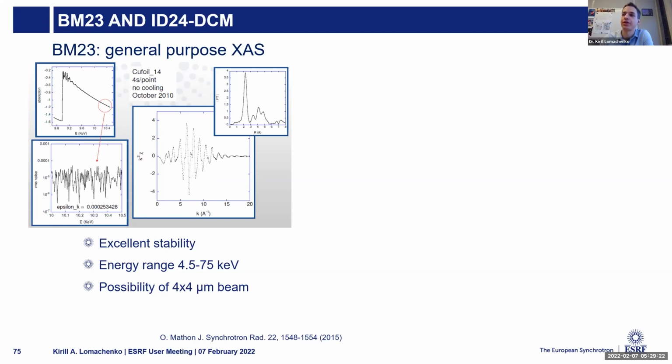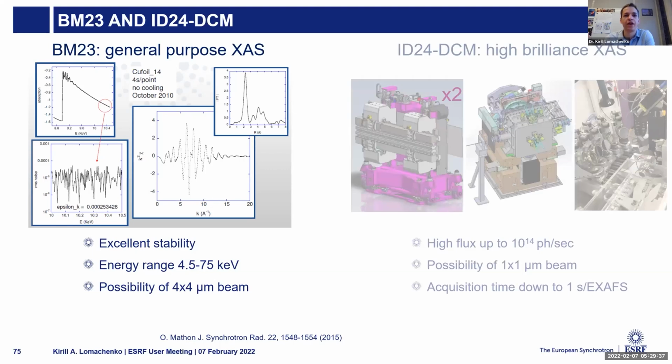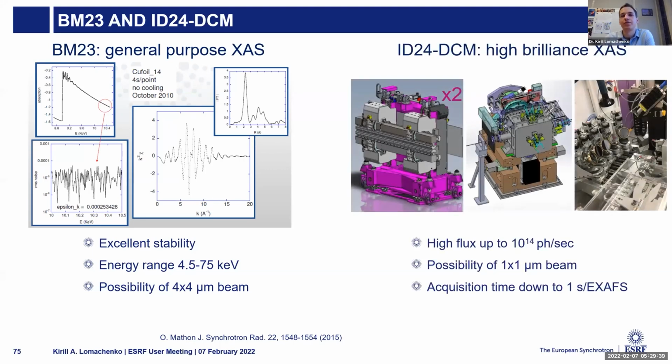Most often for chemistry, we don't focus because the samples are large, and a focused beam on chemically sensitive samples can influence the chemistry that is going on. So you have some radiation-induced effects. And another beamline where we do some chemistry is ID24 DCM, with a double crystal monochromator designed at the ESRF that will be installed in the next months.